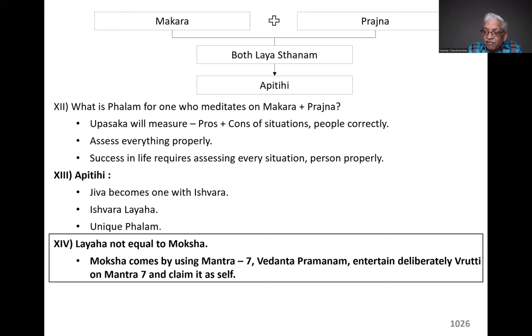It is not the state of being free. It is a non-dual state, no doubt. It is comparable to Turiyam state, but moksha is going further down. From the sleep state, you have to go to the Turiya, the fourth path. Moksha comes by understanding the seventh mantra, which is the Turiya mantra.